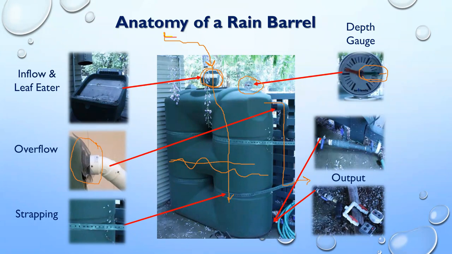We really want to make sure that we can't get any mosquitoes into our rain barrel. So we use that screening to keep anything out. And it also helps if any little debris comes in through the first screen, it'll kind of get stuck and not come out where we don't want it to come out.